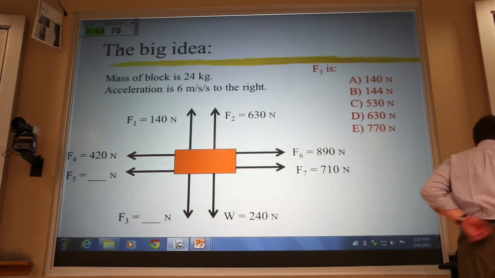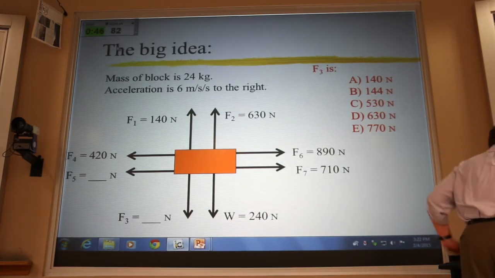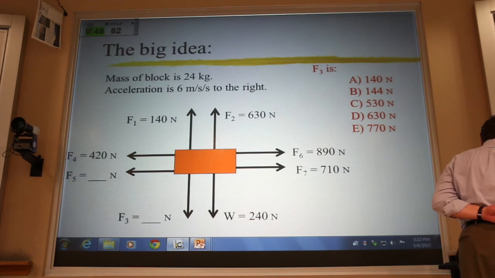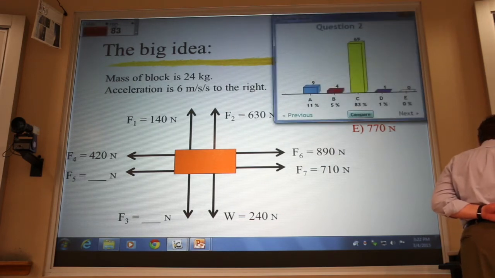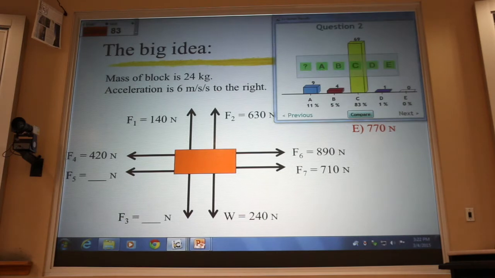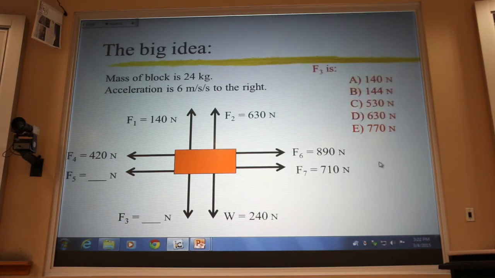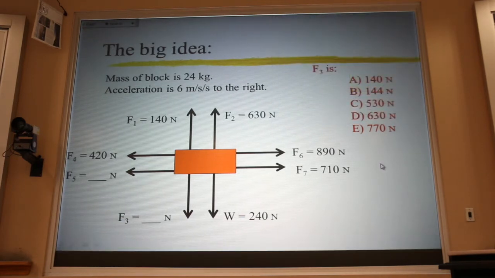Okay. Get your vote in. Good. The answer is C. That means you're on the right path here.